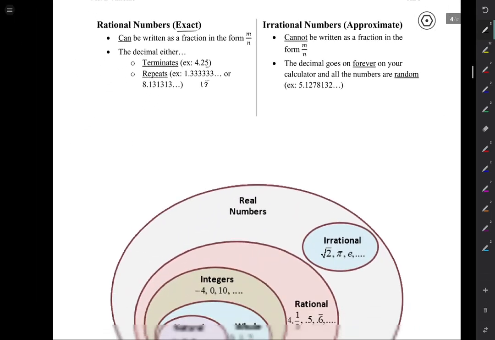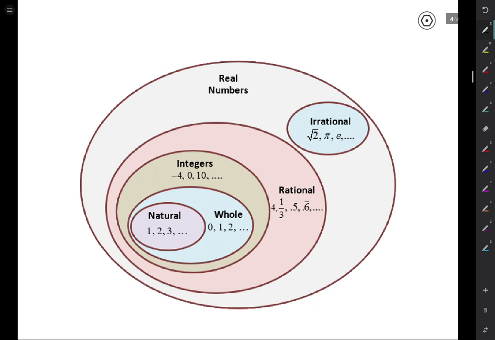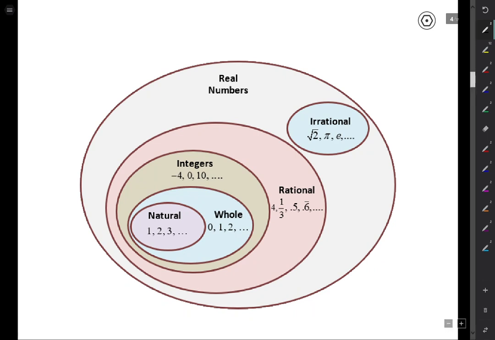So if we're looking at this chart here, you might have seen this before. We have a bunch of different number groups. So we have natural numbers. Those are the ones in here.